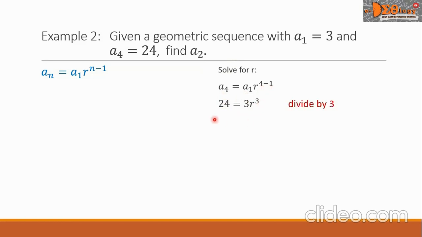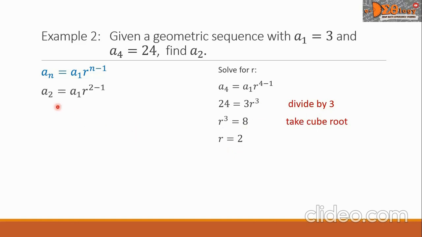Let us divide this equation by 3 so that only r cubed remains on the right side. So 24 divided by 3 gives 8, and 3 r cubed divided by 3, only r cubed remains. So we can write r cubed equals 8. We want to get the value of r. Let us take the cube root of both sides. So the answer for r is equal to 2. This is the common ratio.